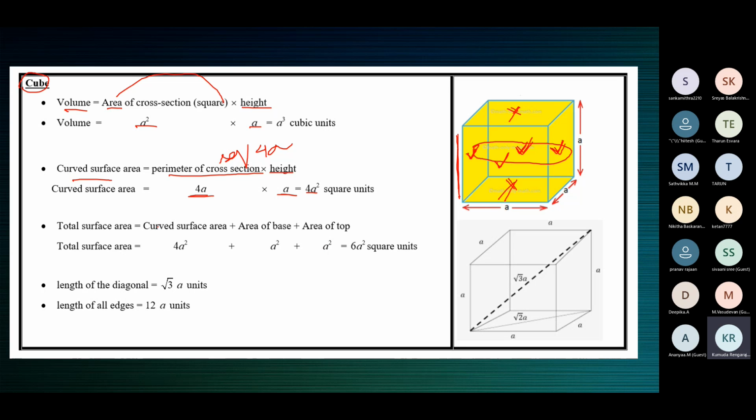Total surface area will be the curved surface area plus the area of the top and the area of the bottom. So you can say area of base and area of top, and you know that each one has an area of a square. So 4a square plus a square plus a square, which is 6a square units.